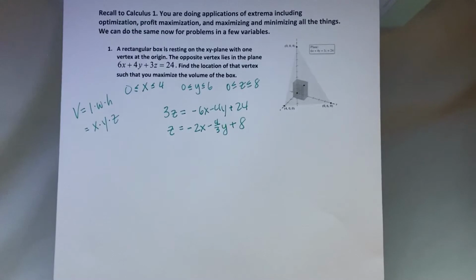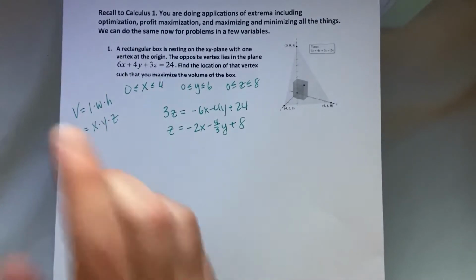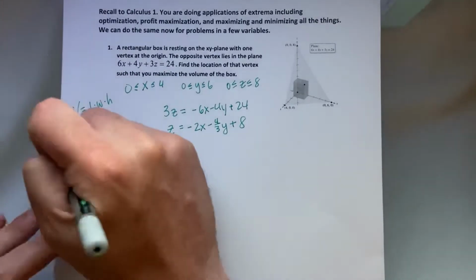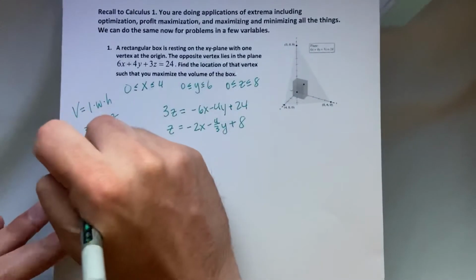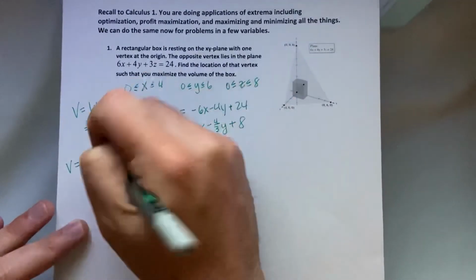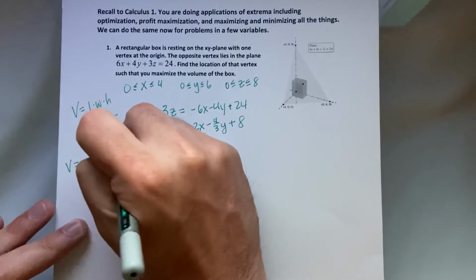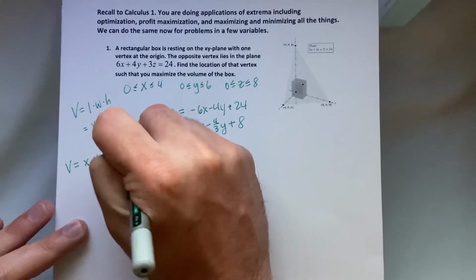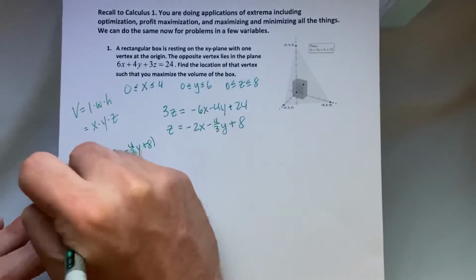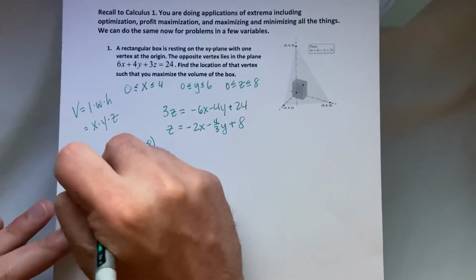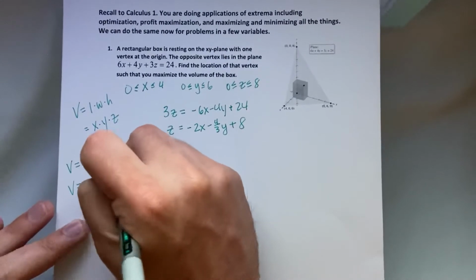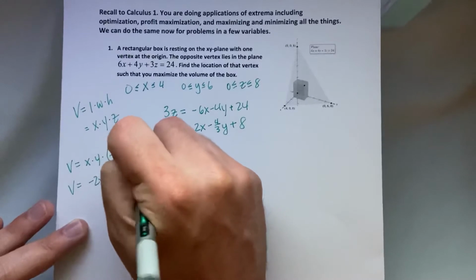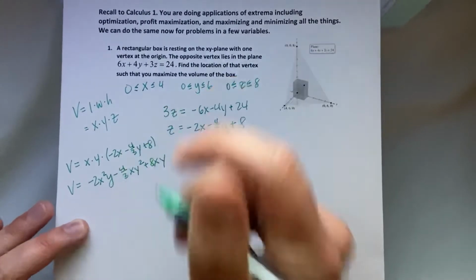Okay, so that's my solution for z. How can I use that? Well, I want to plug this in here so that my volume is only in two variables. So volume is equal to x times y times that, negative 2x minus 4/3 y plus 8, which means my volume is negative 2x squared y minus 4/3 xy squared plus 8xy.